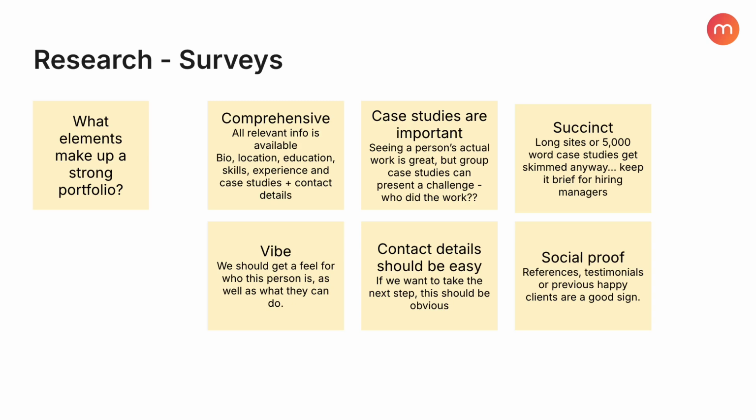One simple way to analyse qualitative data is to copy the key quotes or phrases from your survey and group them on a digital whiteboard. Then you can start to see patterns emerge. For example, if multiple people mention that portfolio sites are too long or hard to navigate, that becomes a theme worth exploring.